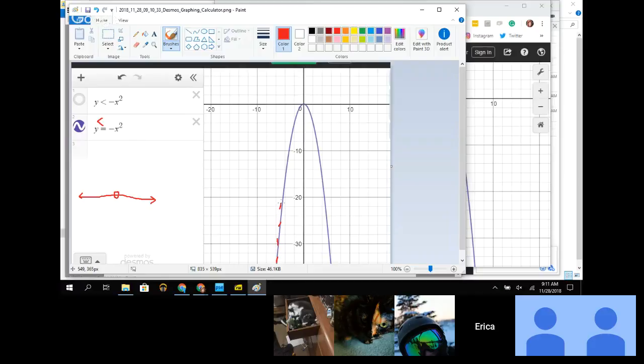If I can have my pen right here, let me see if my pen will work a little better. So I know this is going to be a dashed line. It still goes along here.